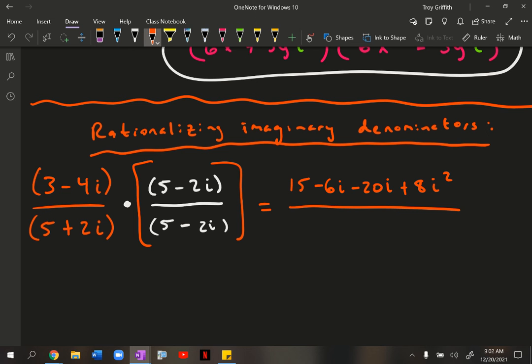Now, the bottom of this are conjugates, so I am fully aware that when I multiply these out, the middle terms are going to cancel out. So 5 times 5 is 25. Just to prove this to you, 5 times negative 2i is negative 10i. 2i times 5 is positive 10i. And then 2i times negative 2i is minus 4i squared. These two terms right here, as mentioned, are going to cancel each other out.